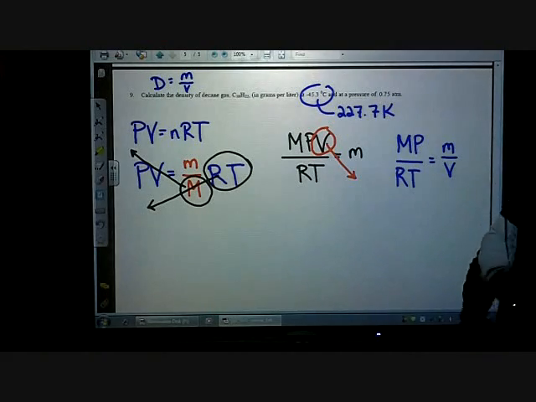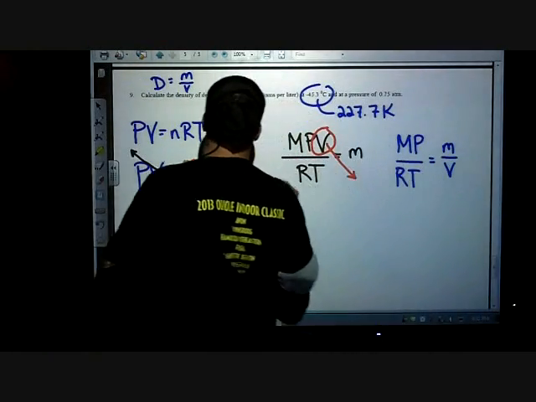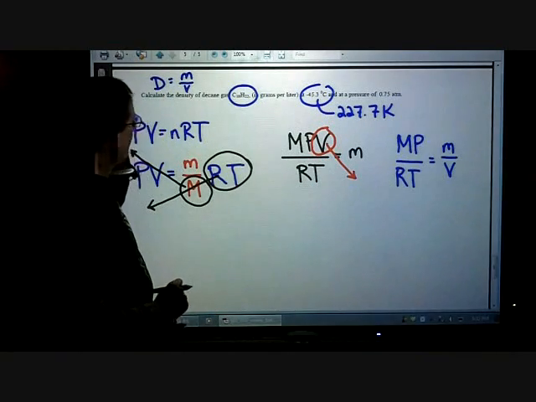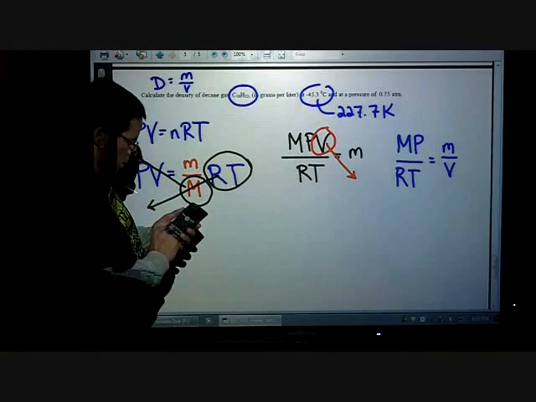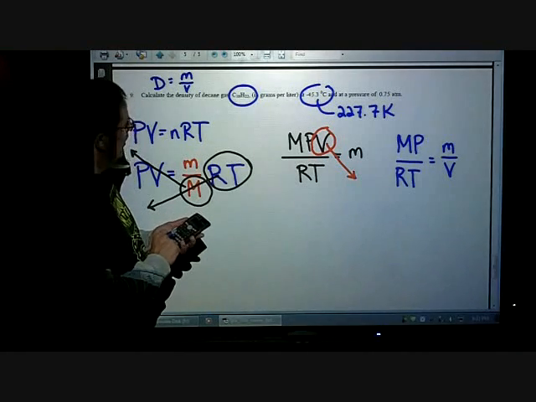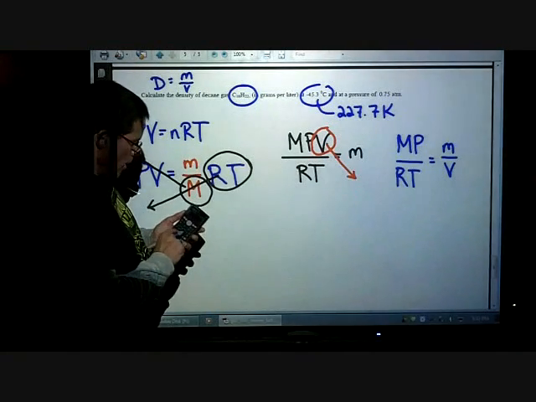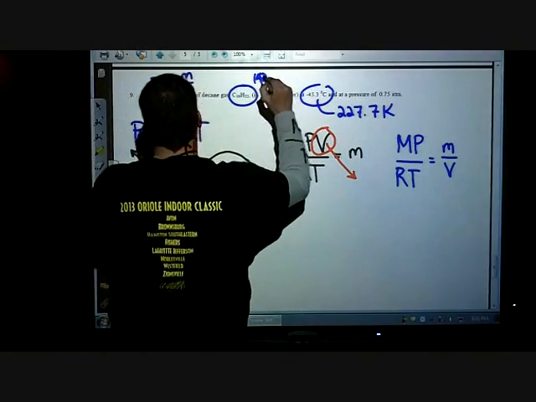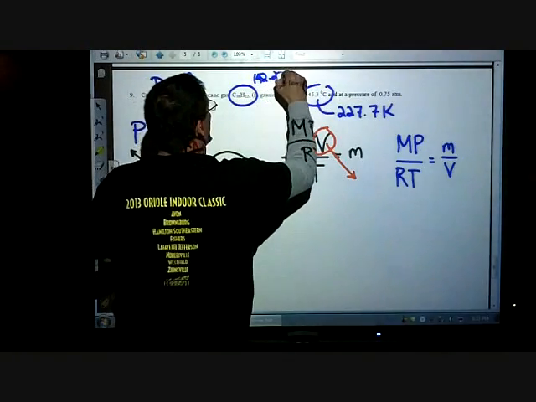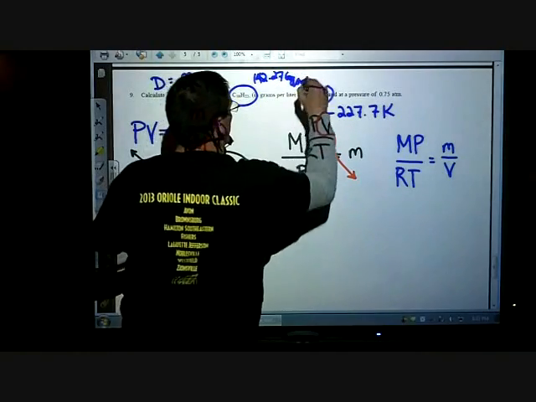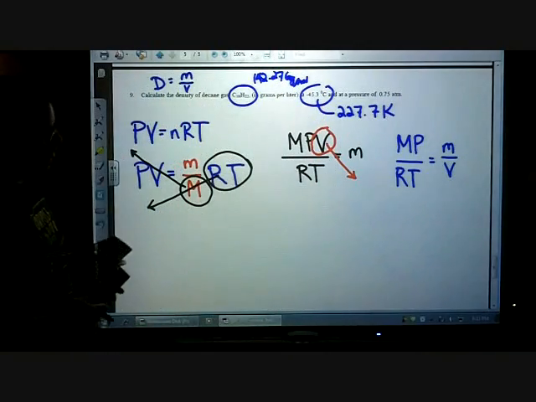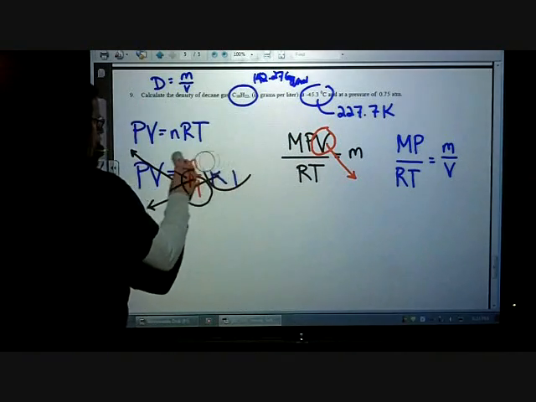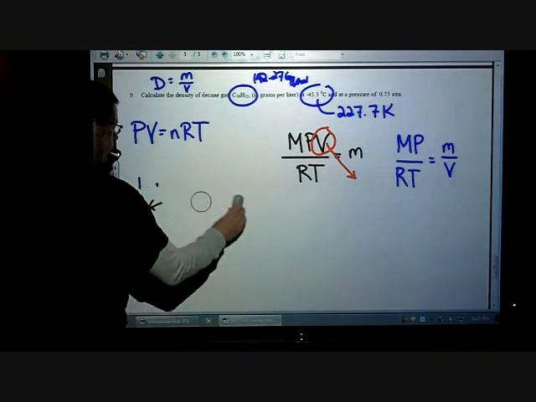But first, before we do that, we need to find out what big M is. So we need to find out the molar mass of our decane. So 10 times 12.01 plus 22 times 1.008. And the molar mass for this is 142.276 grams per mole. Okay, so once we have that, we're in pretty good shape. All right. So let me go ahead and erase that so we have some room to work.